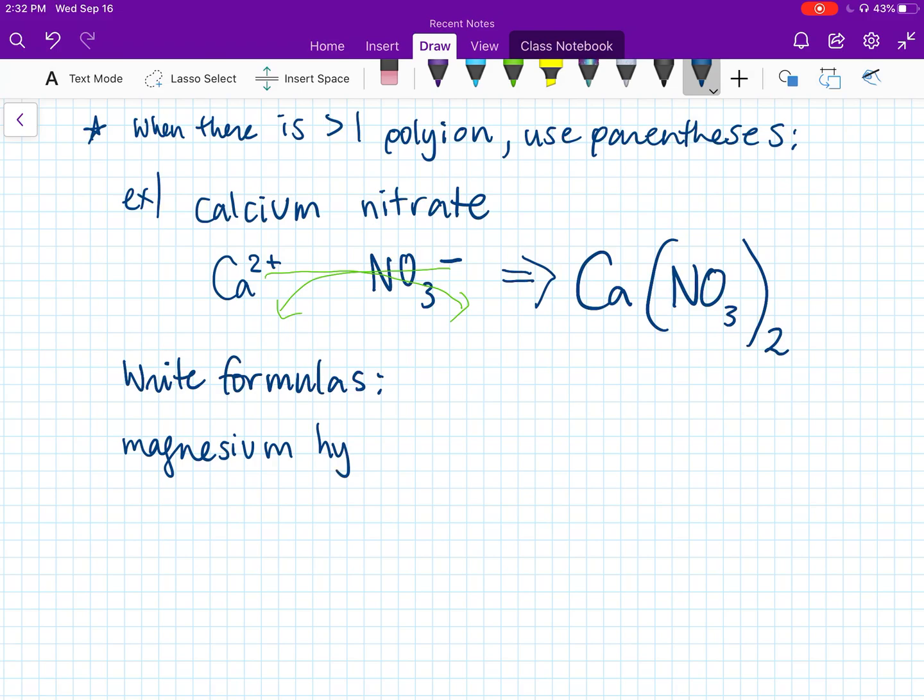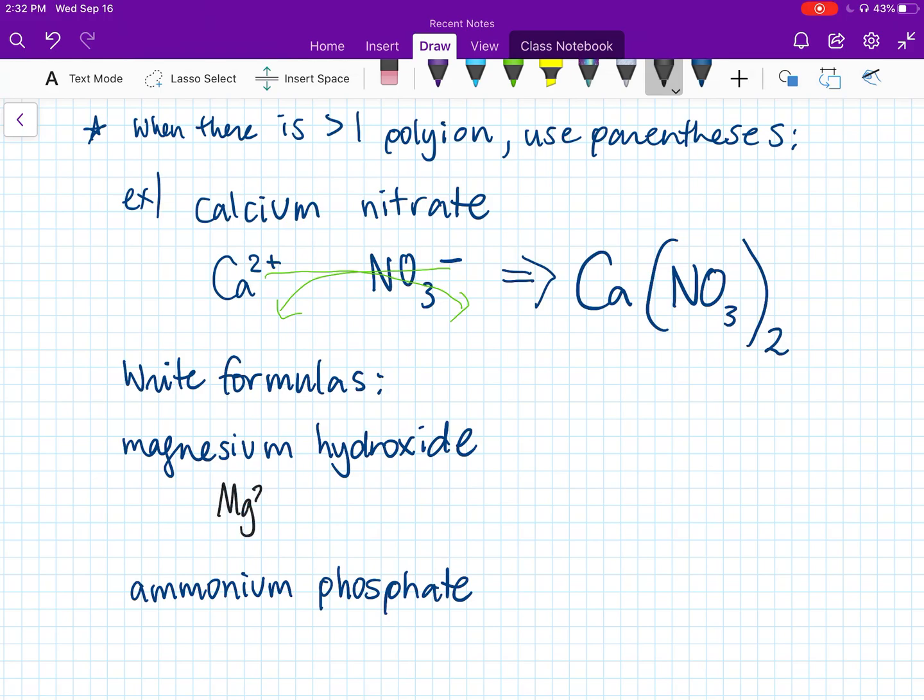Magnesium hydroxide, and let's say ammonium phosphate. That's a good example to use some of your skills. Okay, so let's do magnesium hydroxide first.